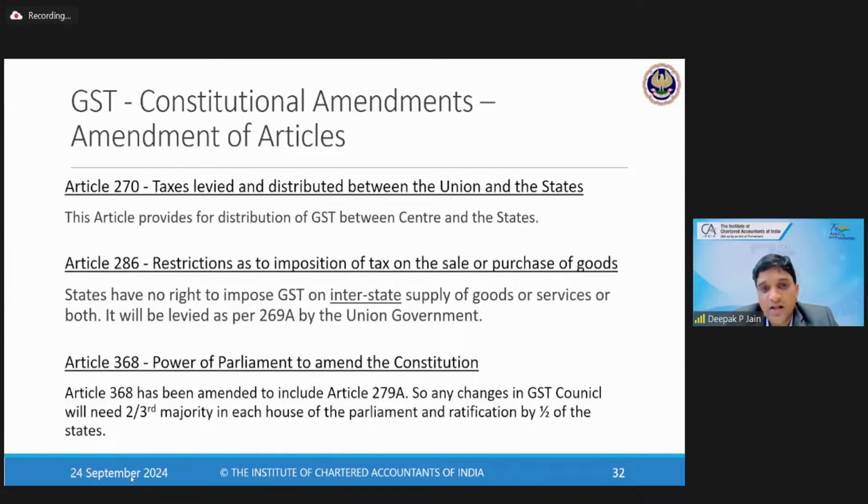Important sections are mandatory. These articles are mandatory, which you have to write. And in GST, not all sections are important. Important sections are mandatory.